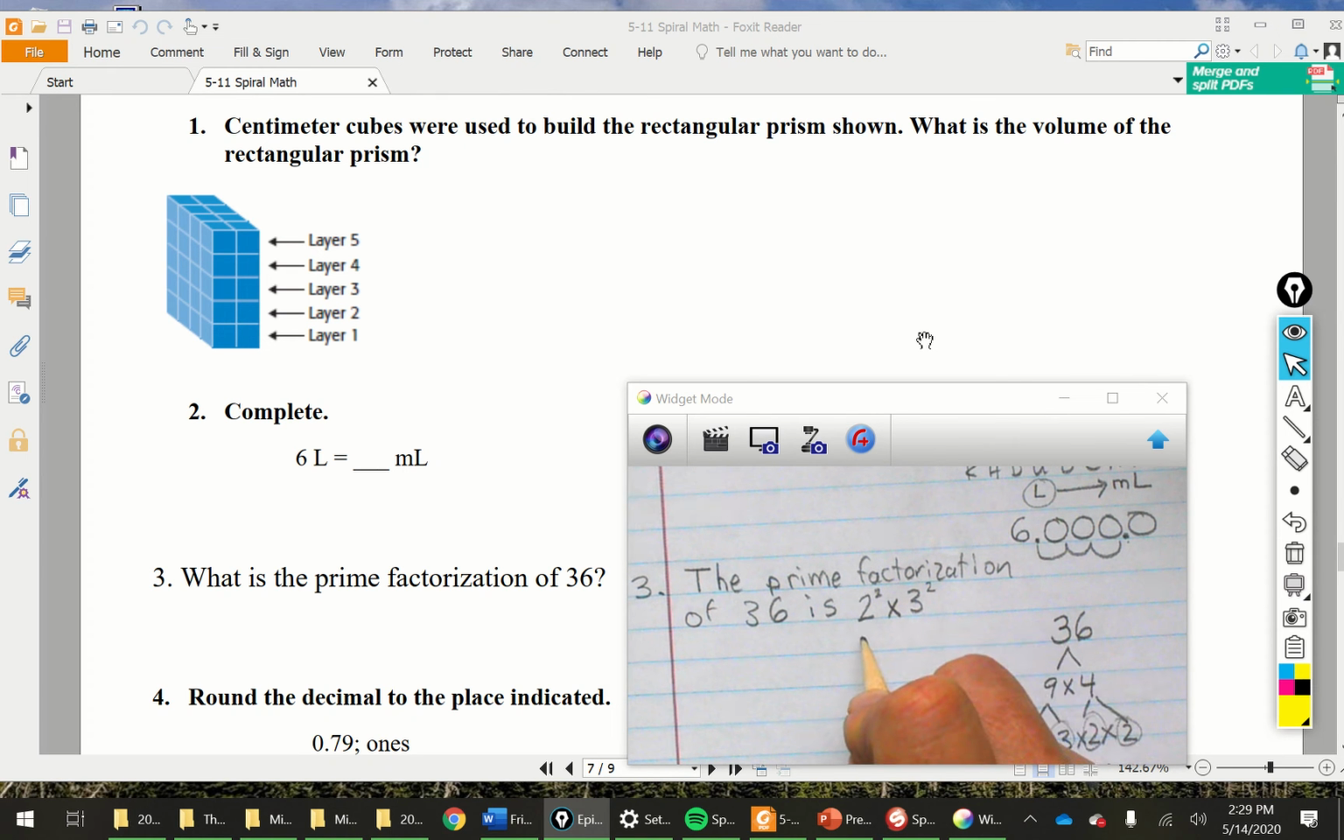If you did it that way, that's great. You could also set it as 2 to the second power, comma, 3 to the second power. Either one's okay. Let's go on down to number 4.